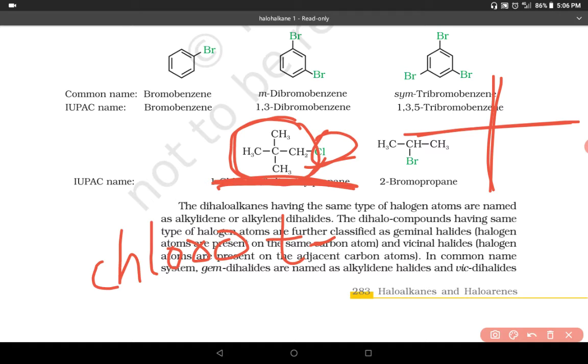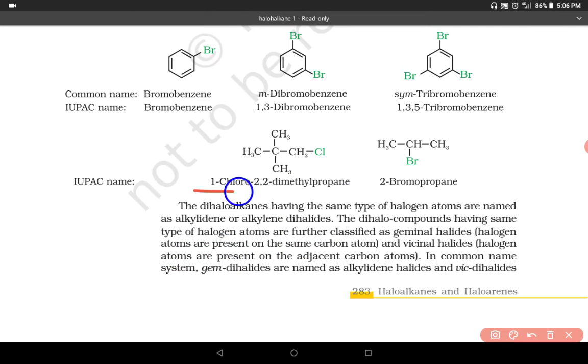This is for common name, not for IUPAC. Sorry, I found wrong. Actually IUPAC should be name. There is no common name given, so I am not giving common name for you. Okay, let's slash this. Okay, the long chain has to be selected. This is the long chain.